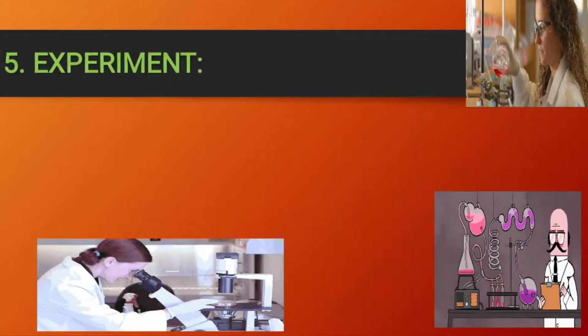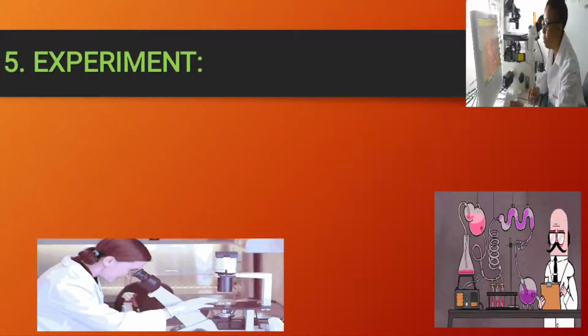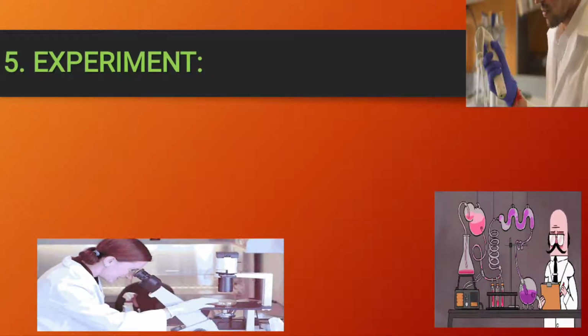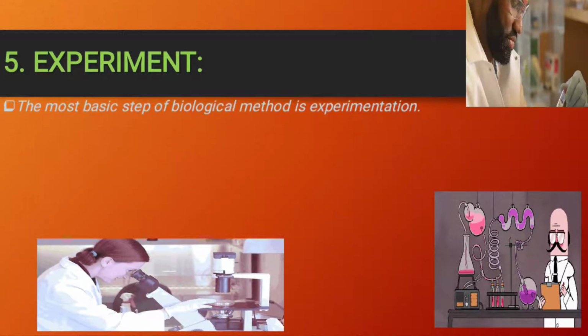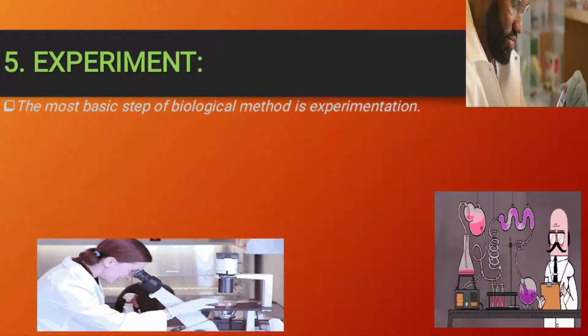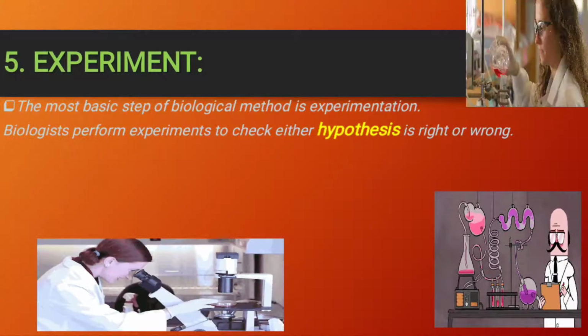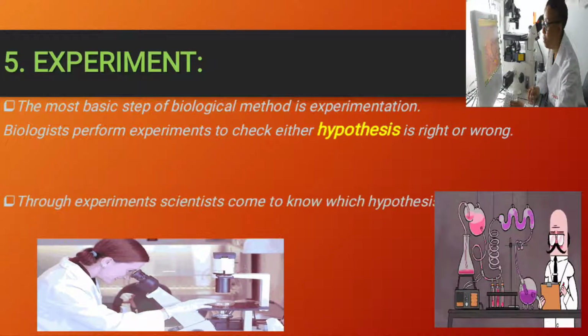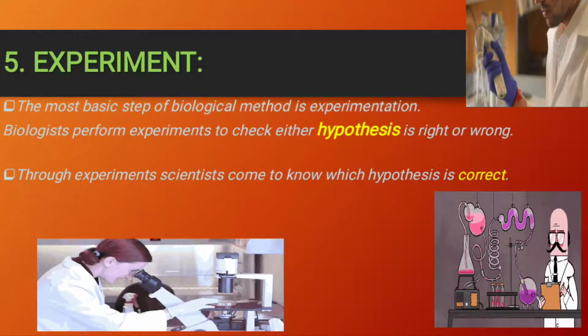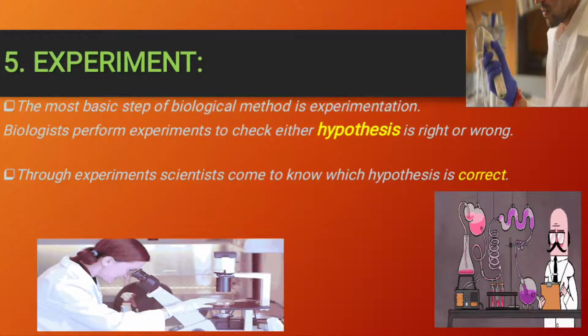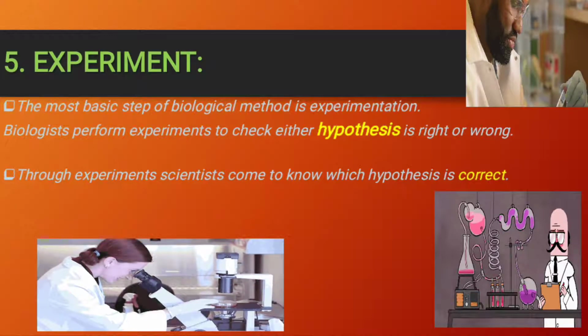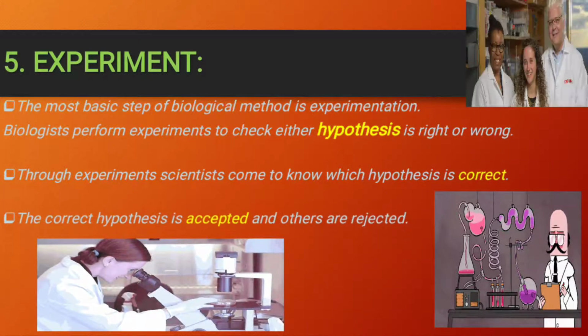Fifth and most important step of biological method is experiment. The most basic step of biological method is experimentation. Biologists perform experiments to check either hypothesis is right or wrong. Through experiments, scientists come to know which hypothesis is correct. The correct hypothesis is accepted and others are rejected.